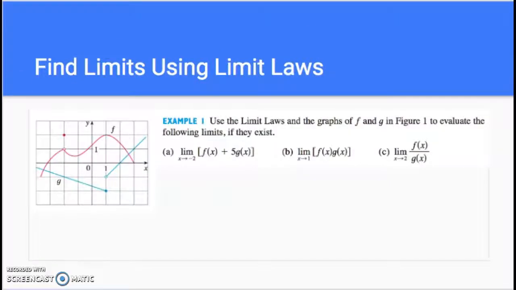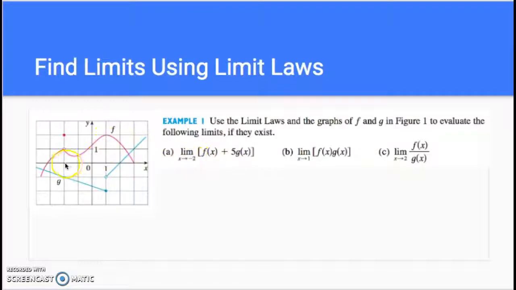In example 1, you're using these two graphs to evaluate the limits. So f is the pink graph and g is the blue graph. Here in example A, we see that we are approaching -2 on the x-axis, and we're going to look at the pink graph plus 5 times the blue graph. So we're going to have the limit of f at -2.